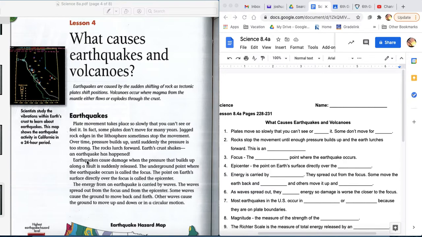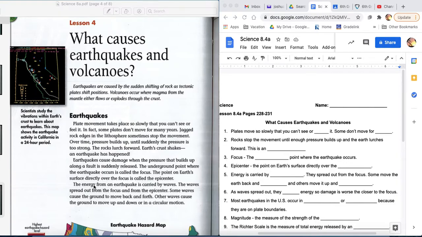Now let's learn a few more terms. Earthquakes cause damage when the pressure that builds up along a fault is suddenly released. The underground point where an earthquake occurs is called the focus. So the focus is the underground point, guys. Earthquakes never occur at the surface of the earth. They always occur miles underground. So if I'm 20 miles underground where the earthquake is, that's the focus.